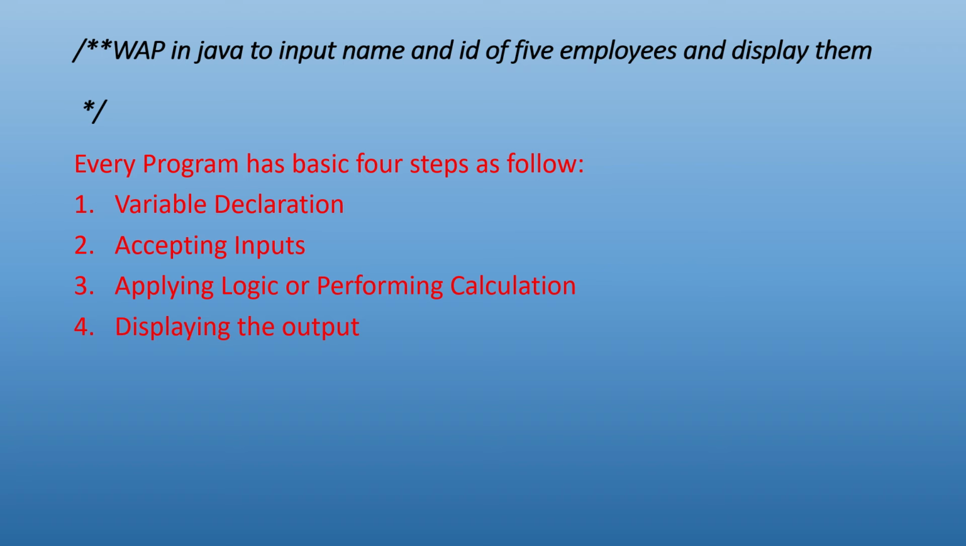Before starting writing the program, or before I take this screen to a BlueJ screen, let me tell you that every program has 4 basic steps: variable declaration, according to the requirement of the program, you need to declare the variables; then accepting input; then applying logic or performing calculation; and finally, according to the logic, the output will be displayed. So variable declaration, input, calculation, and output. These are the 4 basic steps you should always keep in mind for any kind of programming, be it Python, Java, C, C++, whatever the programming language. These are the fundamentals.